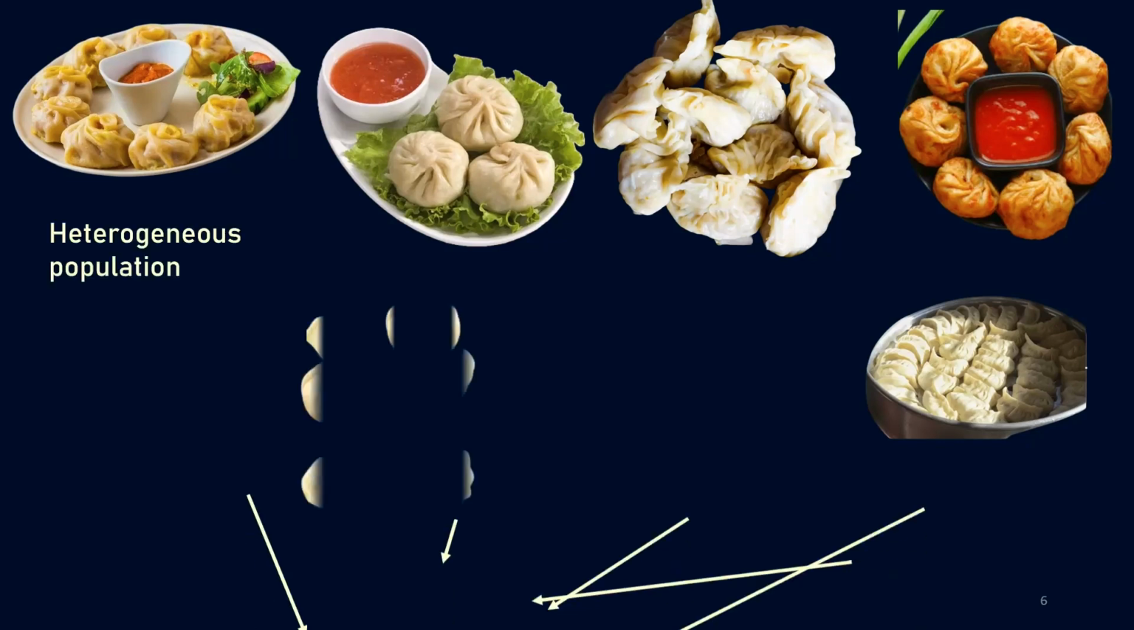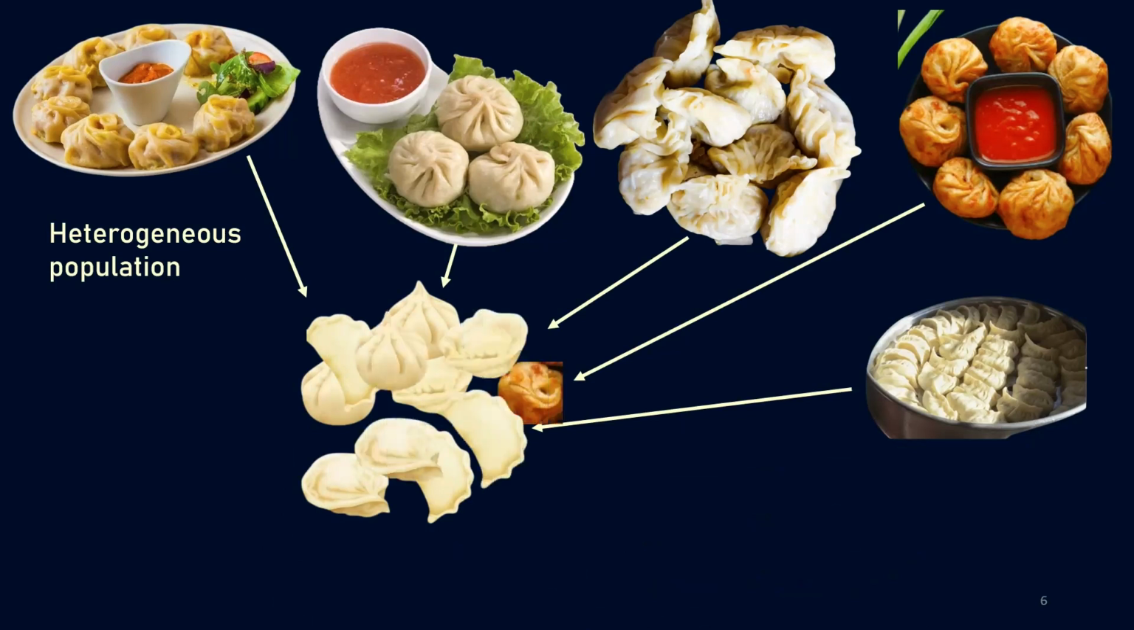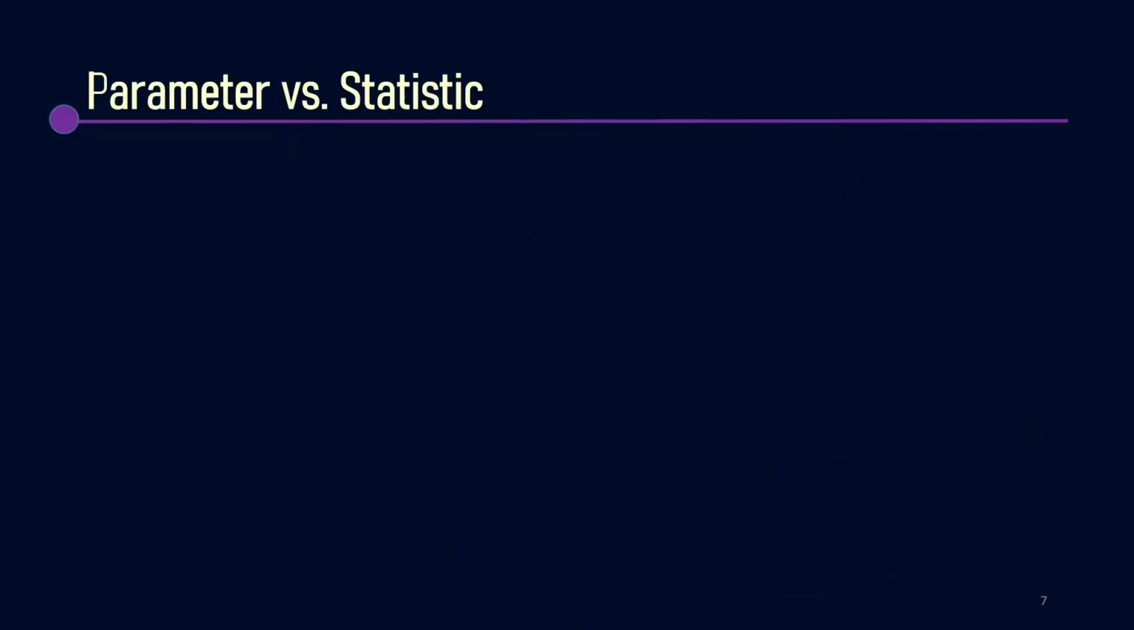Let's take another example of different sets of momo. You can have varieties of momos, and this population of momo is quite heterogeneous. And if you take a sample from there, if you take only this much momos, then it may not represent the entire population of momo here. So you need to add more momos to make it representative of the original population. That takes us to the conclusion that you need a larger sample size to make it representative if your original population is heterogeneous. Let's define another two terms, parameter and statistic.